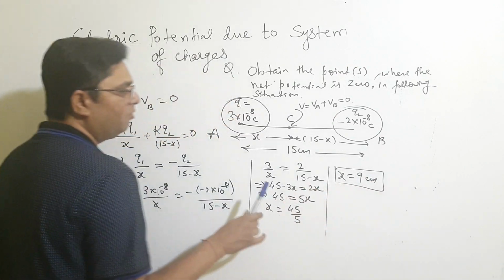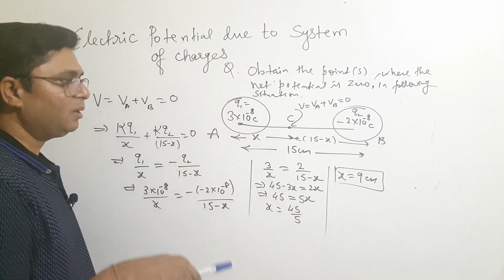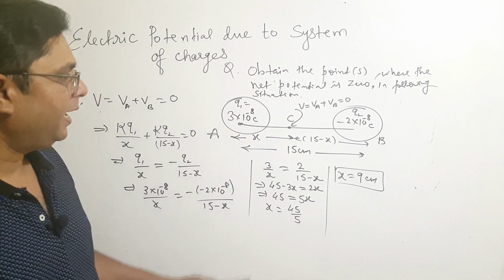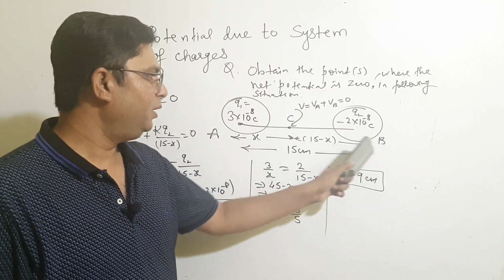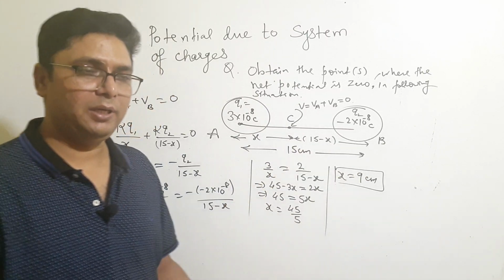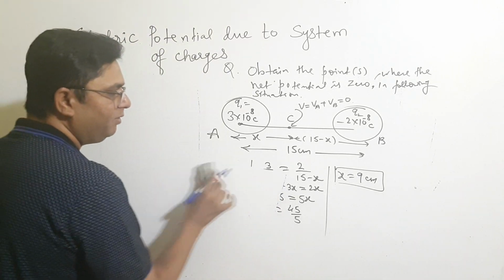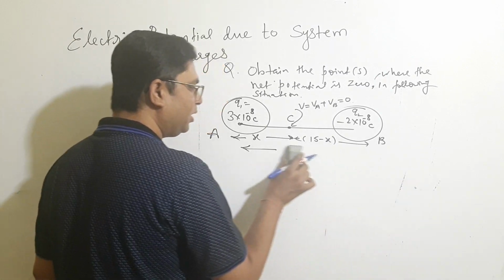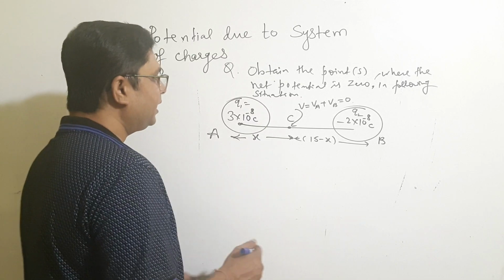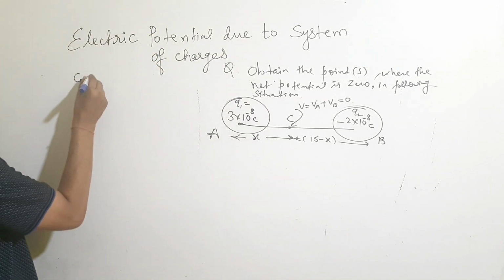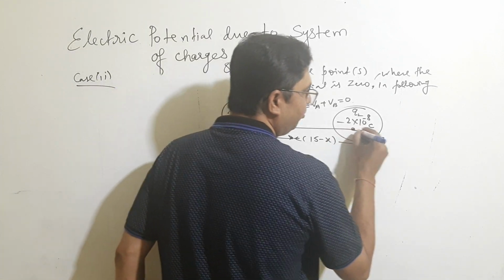This means that from position A to C is 9 centimeter, where the potential is 0, and since the distance is 15 centimeter, from position B to C this will be 6 centimeter. This is case 1. In case 1 we have found the net potential 0 between the two charges. Now in case 2, the point is beyond B.